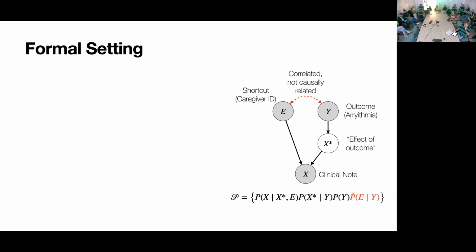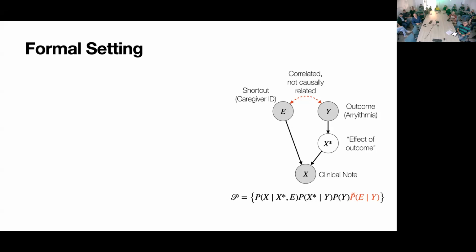All right, so let's formally define the setting. We still have these three observed quantities: the outcome, the caregiver ID, and the clinical note. They are somehow correlated. There could be a lot of mechanisms to describe why they're spuriously correlated. One of them is the assignment mechanism that I've described.